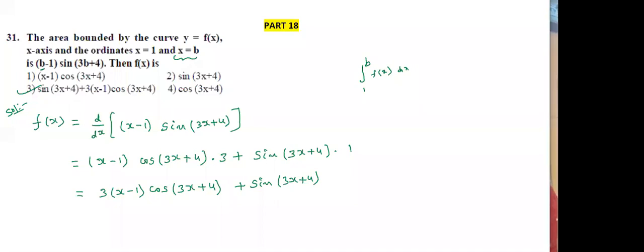they are asking f of x is equal to the derivative of (b minus 1) into sine of 3b plus 4. In place of b, take the function x: d by dx of (x minus 1) into sine of 3x plus 4. Do the differentiation, you will get the f of x function. Okay, students, so the third option is correct. Here we applied the UV rule.